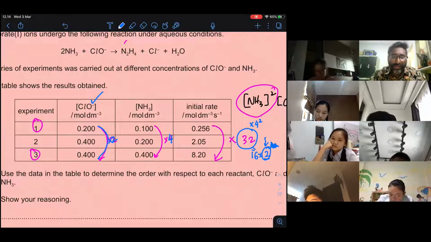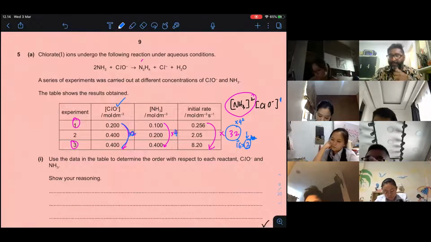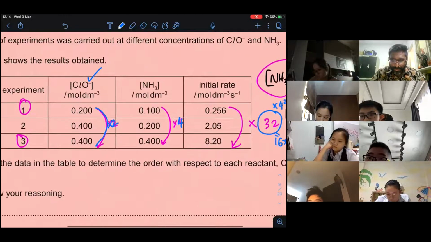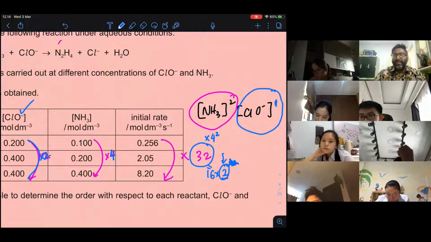Anyone don't understand this explanation? Jason, can you understand this explanation? Why it's going to be power of 1? Jason? Jody, can you understand this? For ClO minus, yes. Which one? How do I know that this is going to be 1?